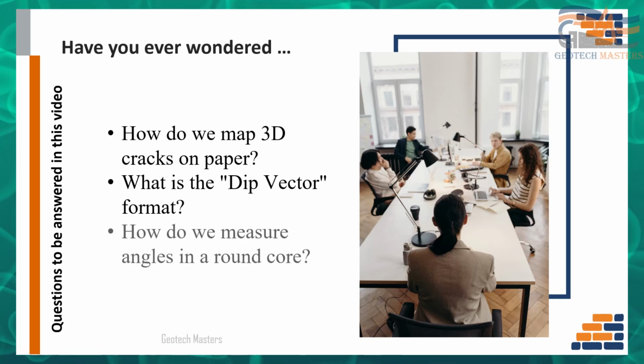Finally, measuring a flat wall is easy, but how do we measure the angle of a fracture inside a cylinder of rock core that has been twisted and turned? We will introduce the concepts of alpha and beta angles to solve this.